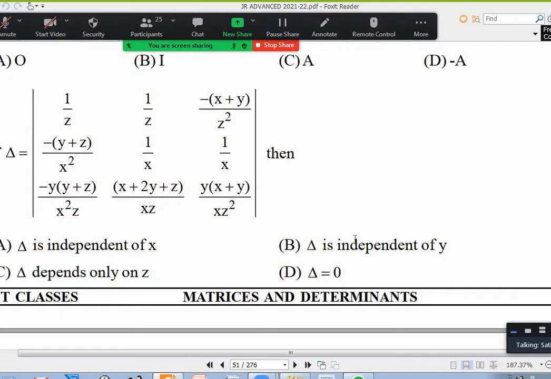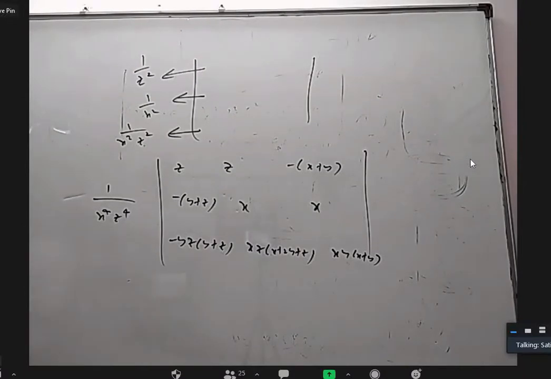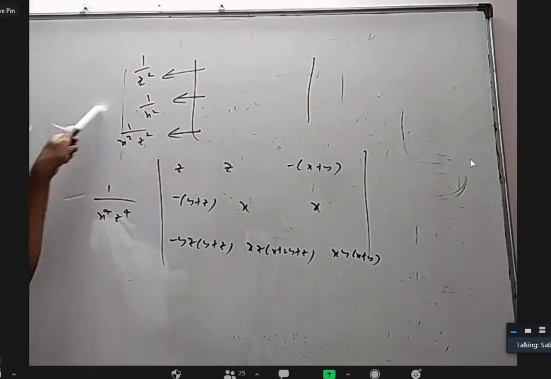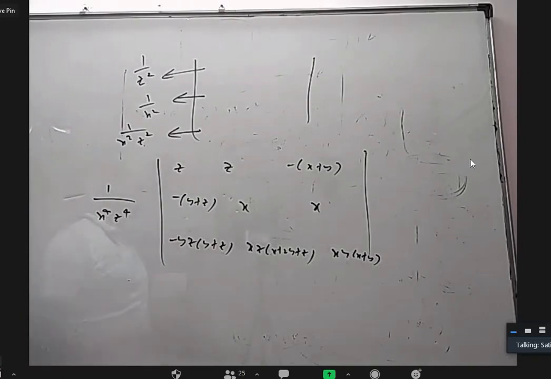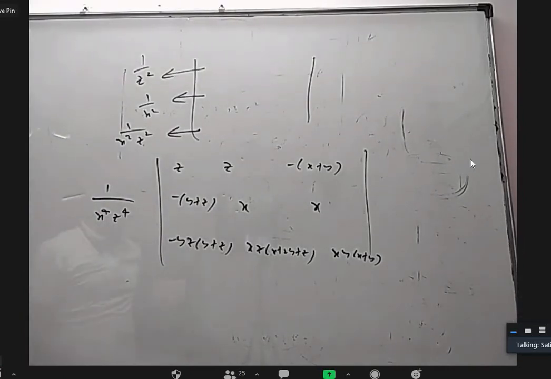In the first row, z, minus x plus y. In the second row, minus y plus z, x. In the third row, minus yz into y plus z after multiplying by z square, xz into x plus 2y plus z, and xy into x plus y. Here 1 by x power 4, z power 4 will come. Okay, after taking common 1 by z square from the first row, 1 by x square from the second row, 1 by x square z square from the third row, we got this. So now anybody want to help me? What can be done after this?